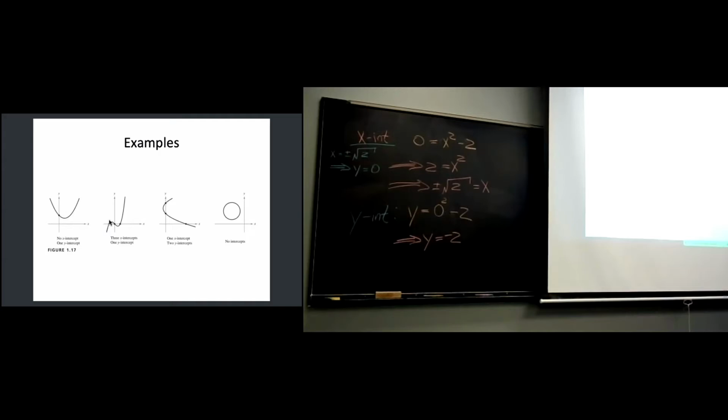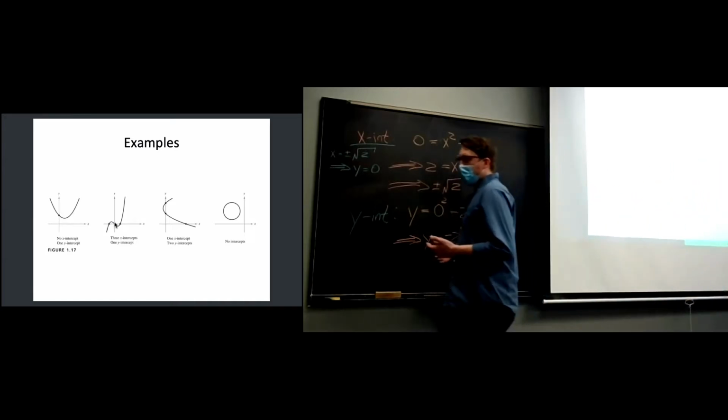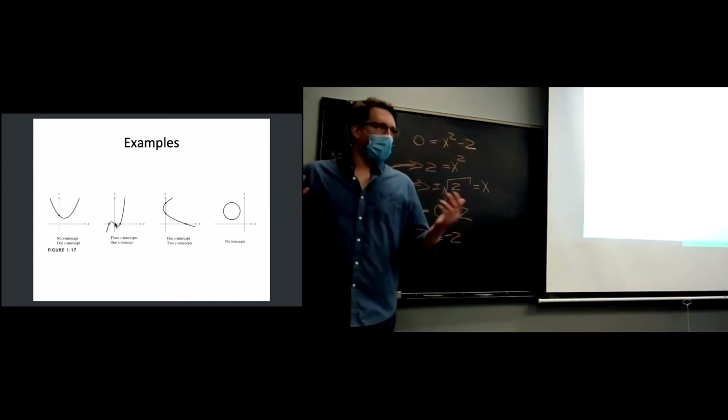Notice when we go through the origin, we consider that an intercept of both axes, right? And that makes sense because the origin is where the axes intercept each other. So if you go through the origin, you have to go through both axes.